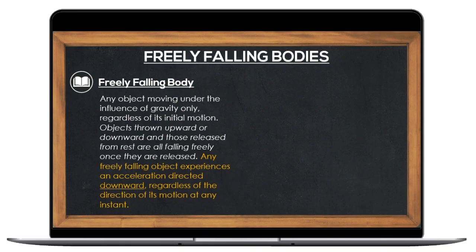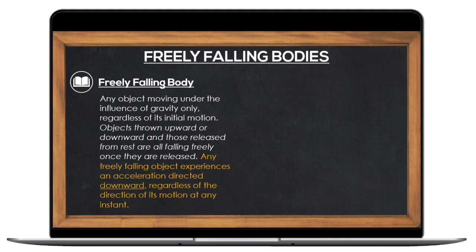Any freely falling object experiences an acceleration directed downward, regardless of the direction of its initial motion or the motion at any instant. When we talk about a freely falling body, we are to neglect the air resistance. That's why the motion will only be influenced by gravity. Generally speaking, a freely falling body is either an object thrown upward, thrown downward, or released from rest. We categorize them as freely falling bodies.